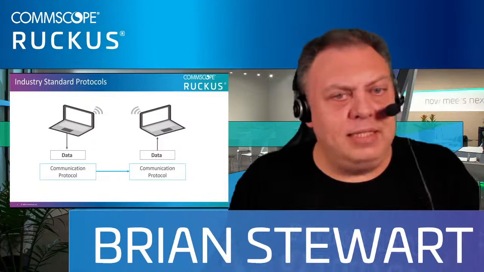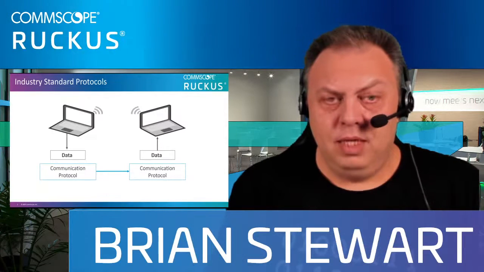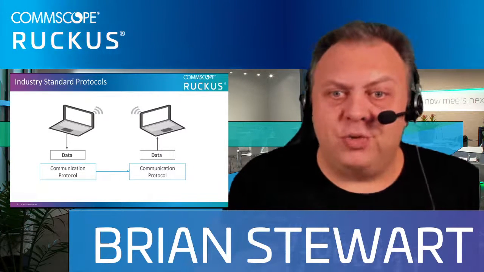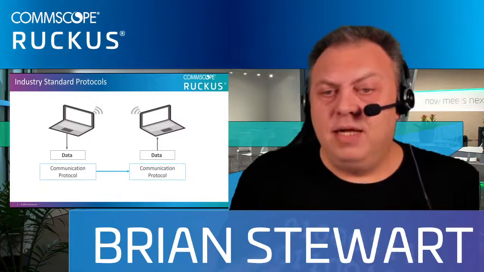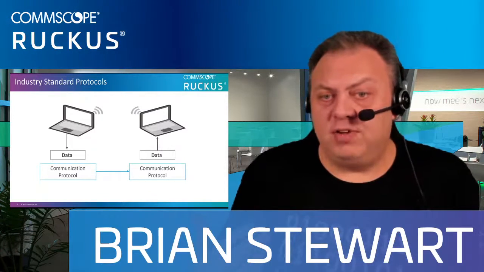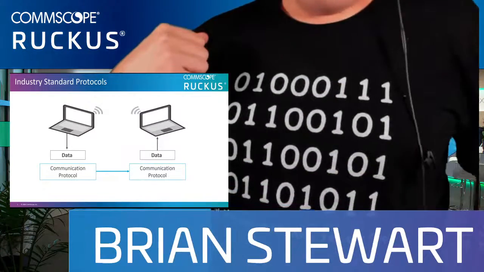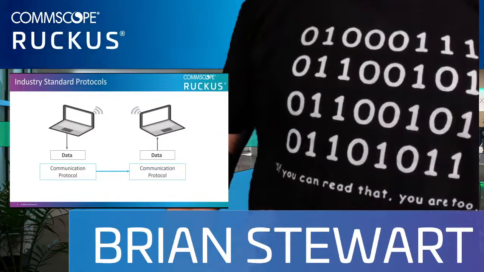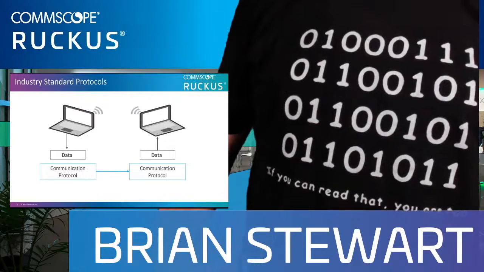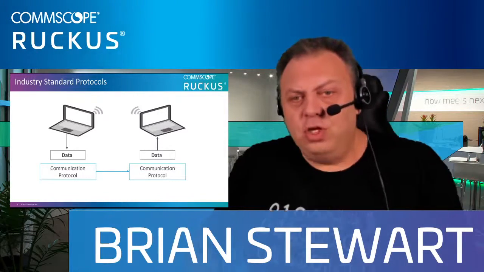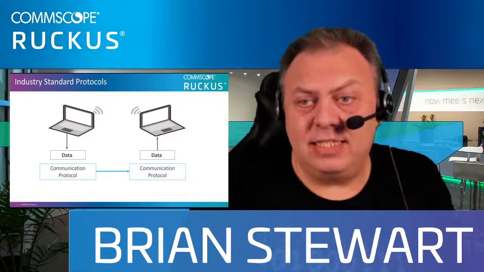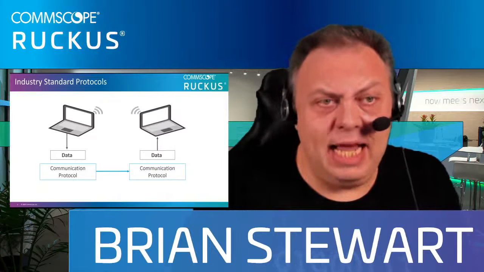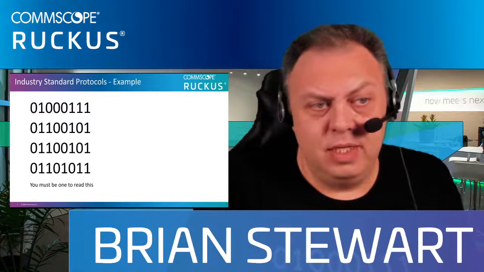So standards bodies is nothing that's new. And a quick example: normally I wear my Ruckus wireless shirt when I'm delivering these sessions. This week I wore a different shirt for a very specific reason, and we'll take a look at it here. This shirt is actually based around a standard. It's got a series of binary numbers and says, if you can read that, you are too. Let's look at that standard as an example, because it fits some of the things we're talking about today. That standard is actually ASCII.